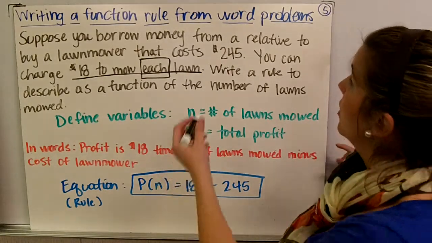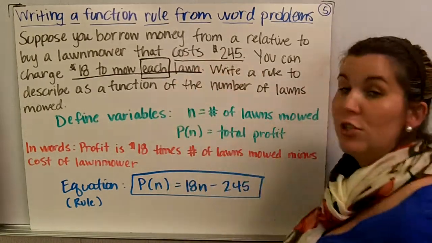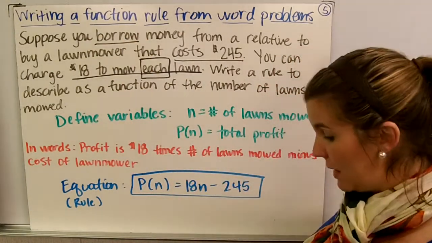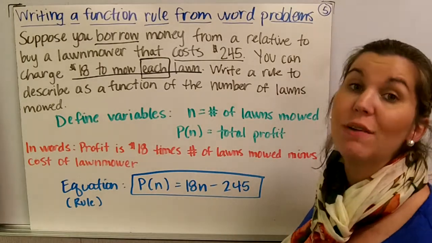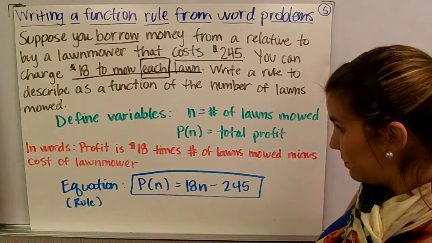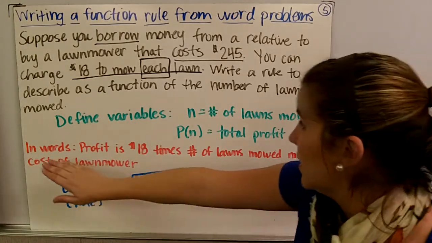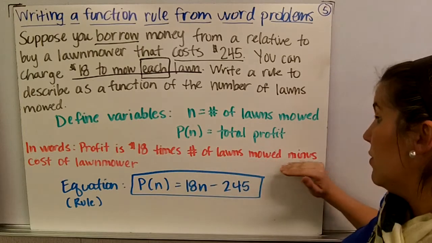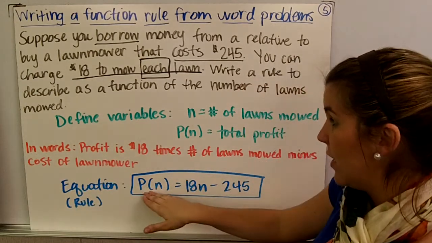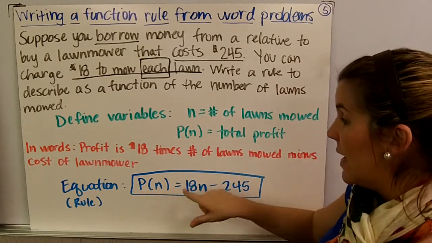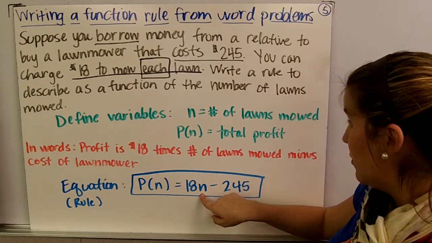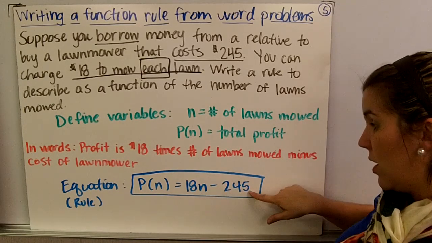Well, this lawnmower cost $245 and you borrowed it from someone, so you have to pay that money back. So whatever you earn, you have to subtract $245 and that will be your profit. So we can write in words, profit is 18 times the number of lawns mowed minus the cost of the lawnmower. So P of N, that's our total profit, is equal to 18 times N, $18 per each lawn mowed, minus the cost of the lawnmower.